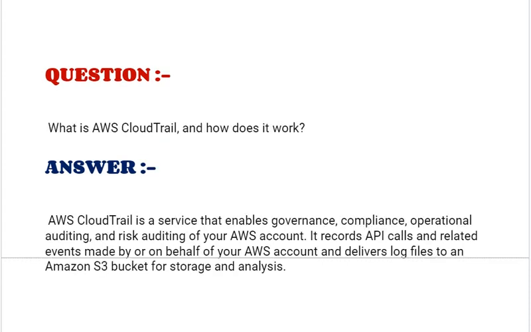Our next interview question is: what is AWS CloudTrail and how does it work? Your answer should be: AWS CloudTrail is a service that enables governance, compliance, operational auditing, and risk auditing of your AWS account. It records API calls and related events made by or on behalf of your AWS account and delivers log files to an Amazon S3 bucket for storage and analysis.